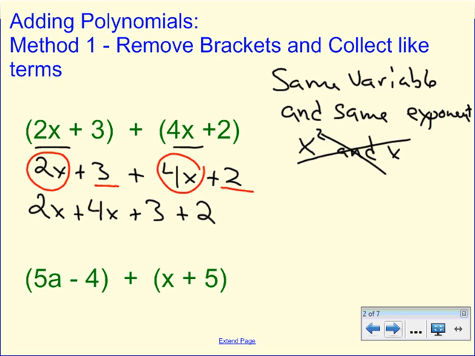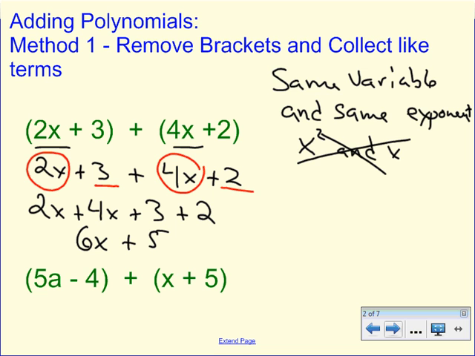And I'm just simplifying this as much as I possibly can. Since it doesn't have an equal sign, I can't really solve for it, I can't evaluate it, I can only simplify. 2x's plus 4x's gives me 6x's. 3 plus 2 gives me 5. So that's a pretty common way of doing it. Removing the brackets, collecting my like terms, making sure they're beside each other, and then just simplifying it, doing any of the addition or subtraction.